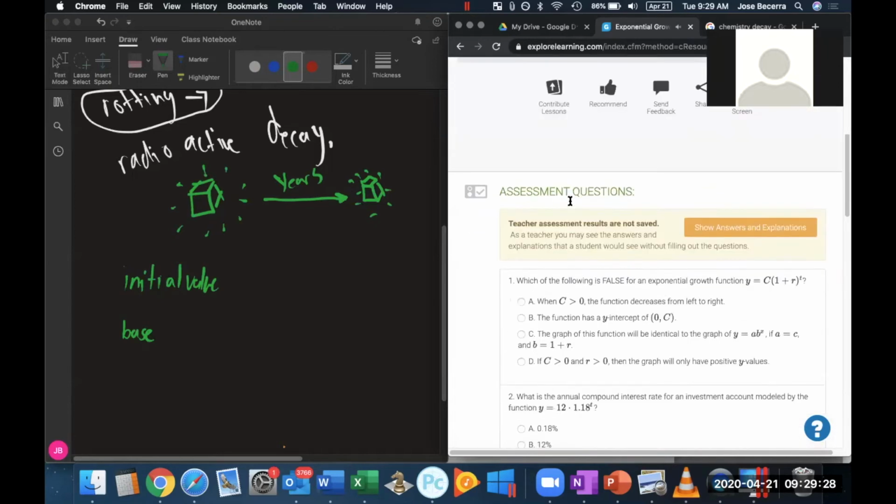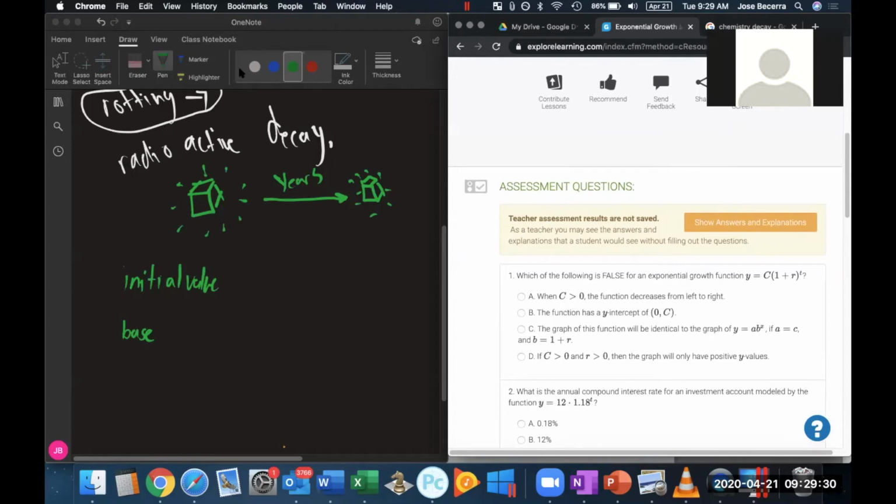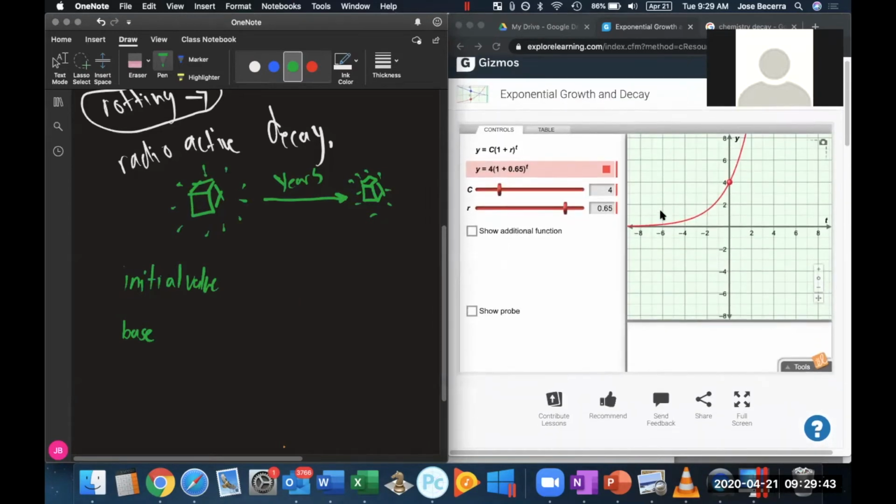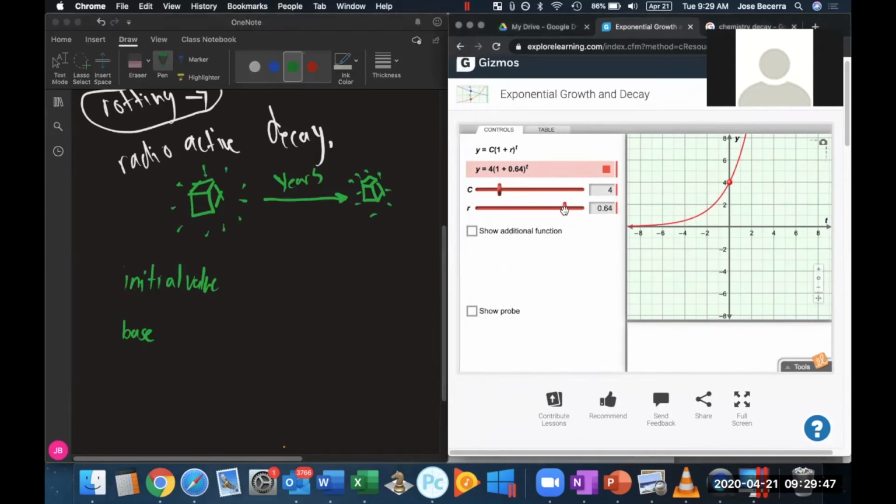Sir's doing an example. He was showing your answer. You were showing us the answer of your question when you were moving the gizmo. What do you mean? Like when you were messing around with the gizmo, you're basically answering the question. Yeah, that's what he's supposed to do.